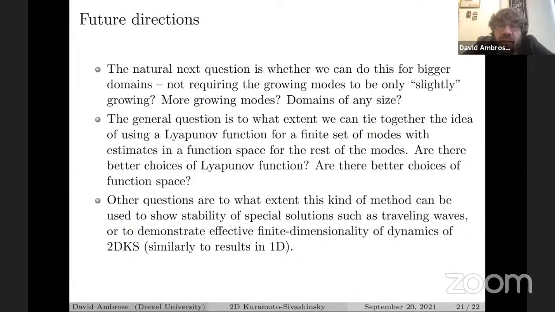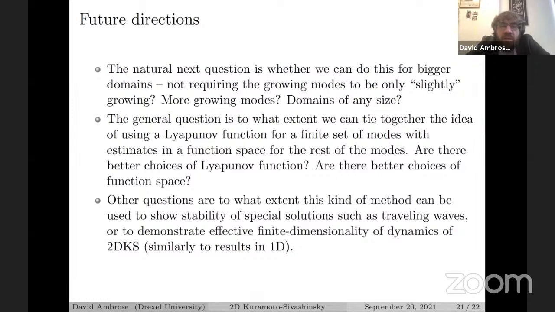We had to take this epsilon small enough. And the epsilon controlled two things. It controlled the size of the data and the size of the domain. So we'd like to extend this so that we don't need the domain to only be slightly bigger than 2π on each side, so that the growing modes are not only slightly growing. It would be nice to remove the restriction on the size of the data so that we could get data of any size. So we'd like more growing modes, larger domains, and larger data. And I think it's plausible to further develop this method to get these further results.